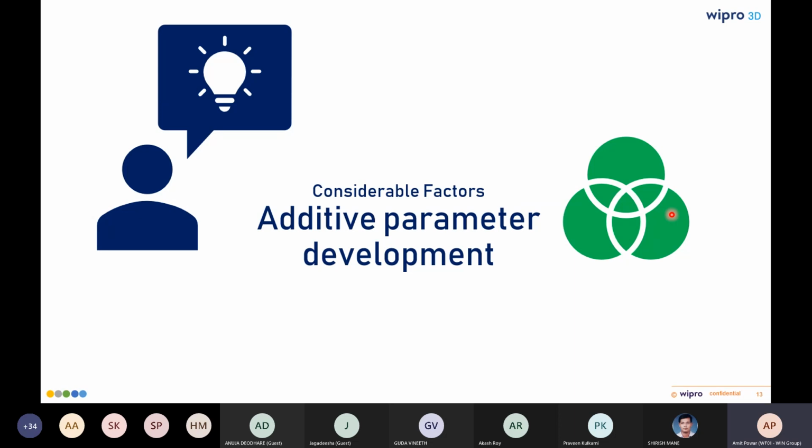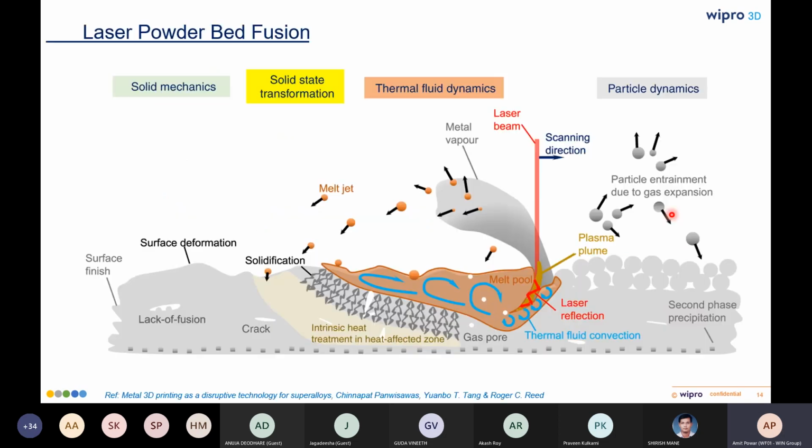So we'll look into the factors considered for the additive parameter development work. As you learned from the last 2-3 sessions, AM is a layer by layer manufacturing process. So I'm not going into the details, it is already covered in the other sessions.